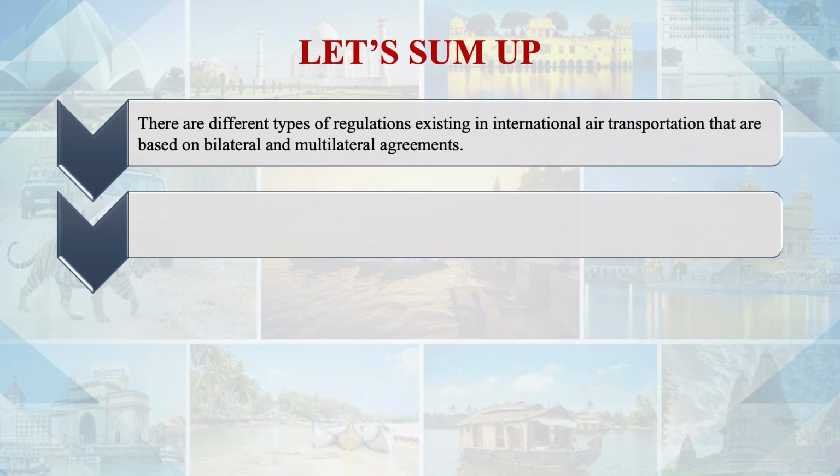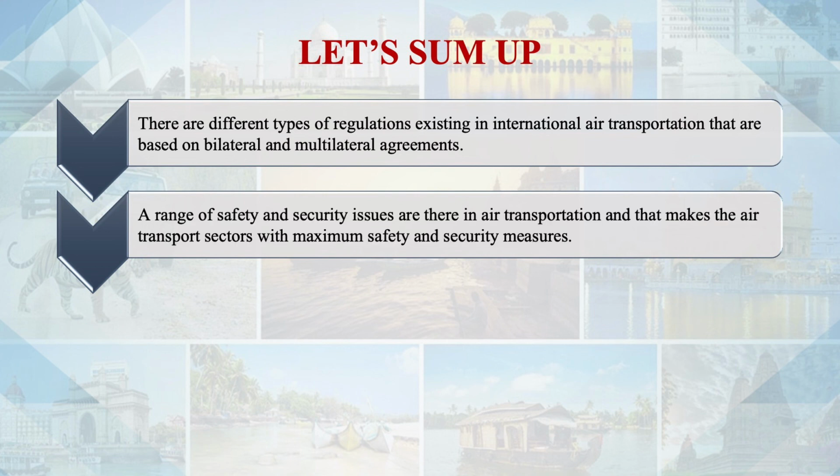There are different types of regulations existing in international air transportation that are based on bilateral and multilateral agreements. A range of safety and security issues are there in air transportation, and that makes the air transport sector operate with maximum safety and security measures. With this, let us conclude this unit.